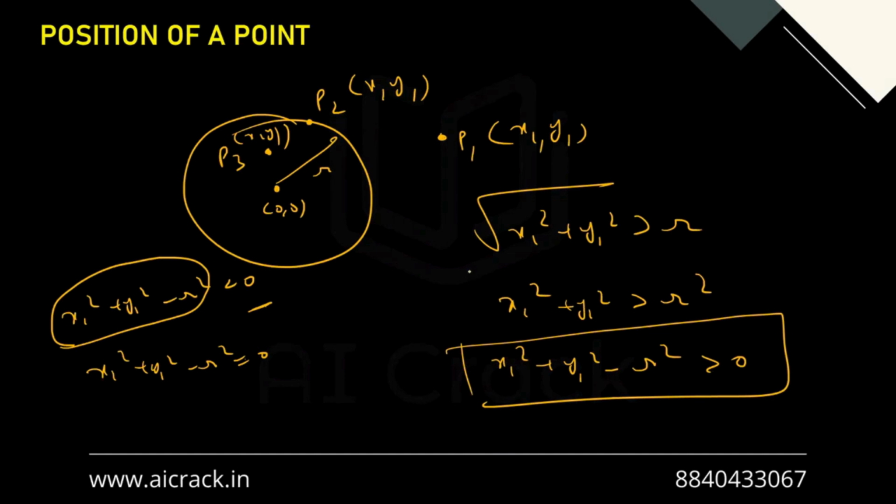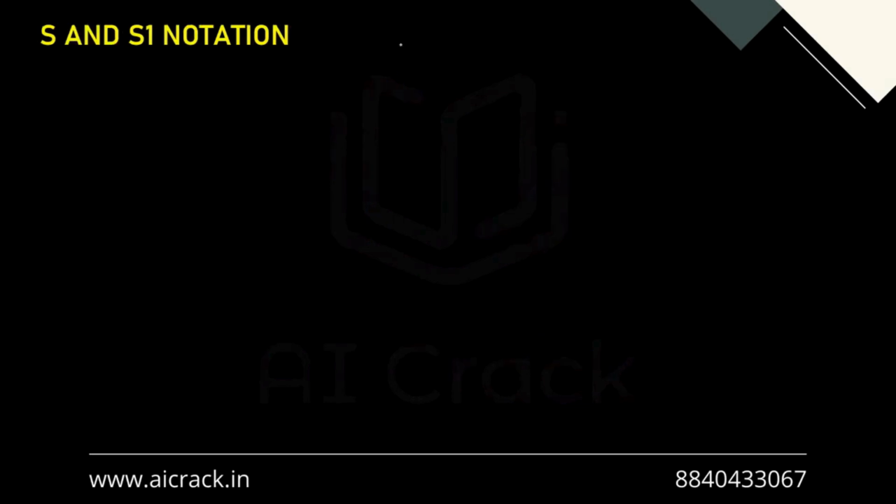That is actually very simple to understand, right? Now we see this particular term x1 square plus y1 square minus r square. From now onwards, we'll be talking about the S notation. So S is equal to x square plus y square minus r square. What we actually did is common for every conic, be it circle, parabola, or ellipse. It's common for every conic.